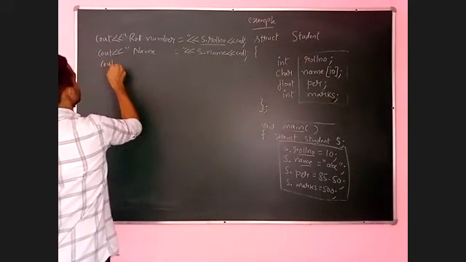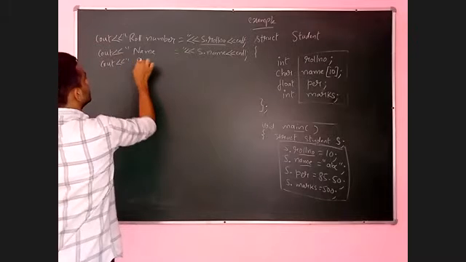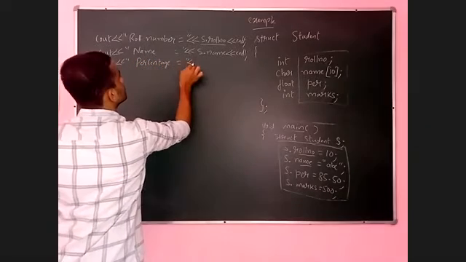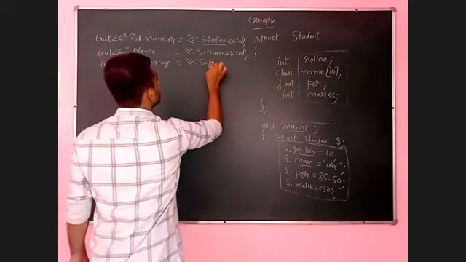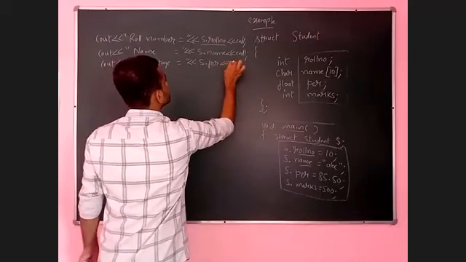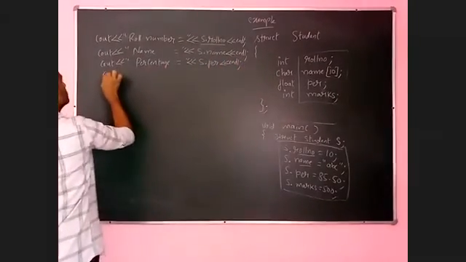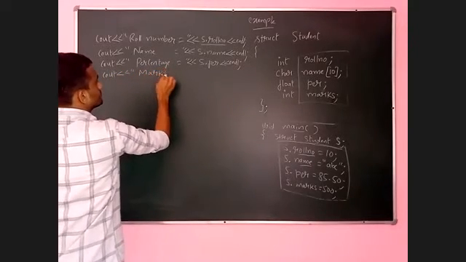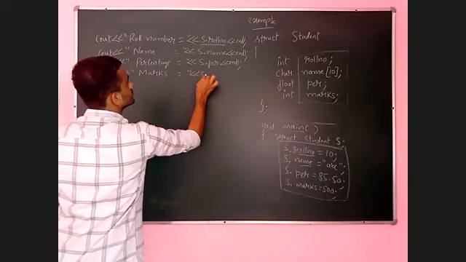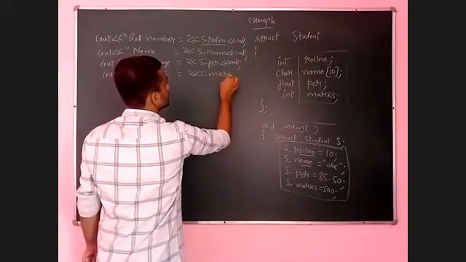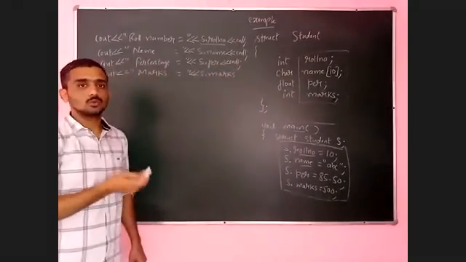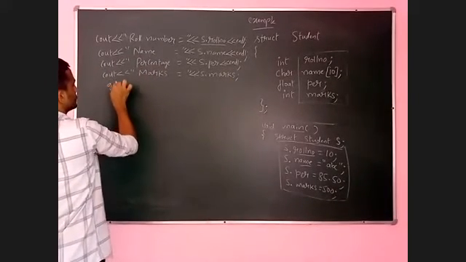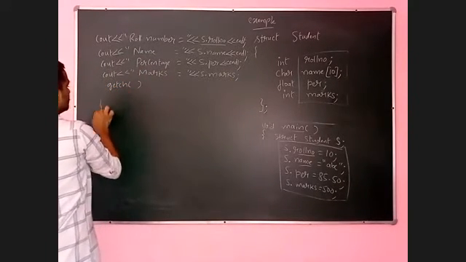Next, cout percentage is equals to S dot PR. Then marks is equals to S dot marks. See, for the last cout statement, endl is not required because no more cout statements are present. Then close it, so that whatever is here, the screen gets it right, and close.